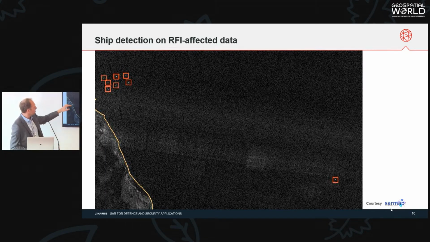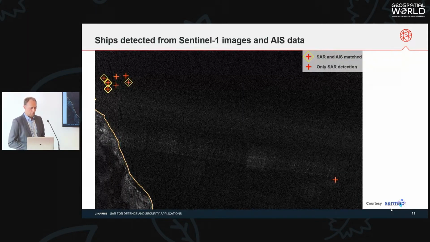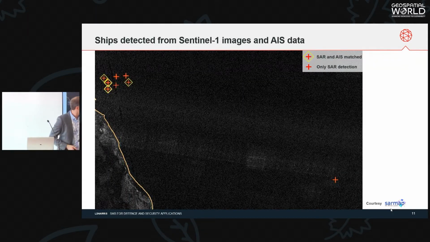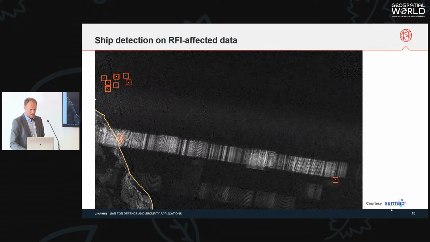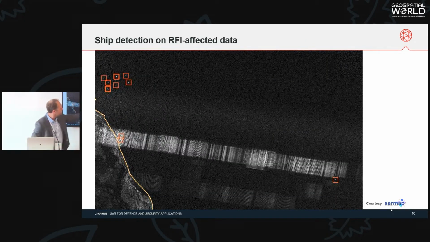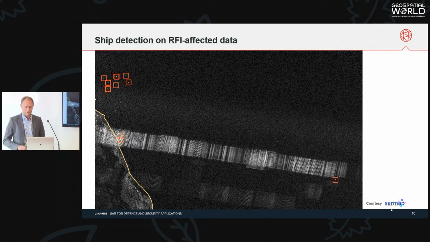And when we apply this, you see that the vessels have disappeared. When we then combine the AIS signal, we notice that this ship over here does not have its transponder on. But if we look at the radio frequency interference, this is likely the source of that interference. Who knows for what? This is still Libya.